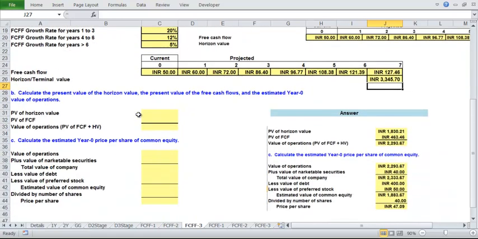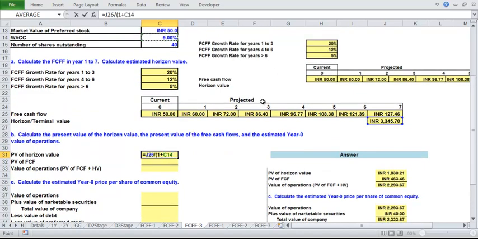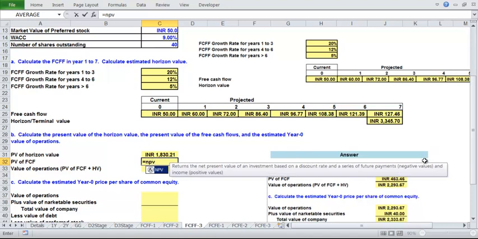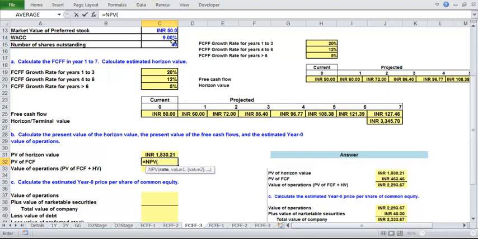Now you have to compute the present value of terminal value or horizon value. The present value of horizon value will be this terminal value divided by 1 plus the cost of capital, which is WACC, to the power 7, because it is coming at the end of the 7th year. The present value of the free cash flow will be computed using the NPV function, where the rate is 9%, and we have to take all the free cash flow from year 1 to 7.